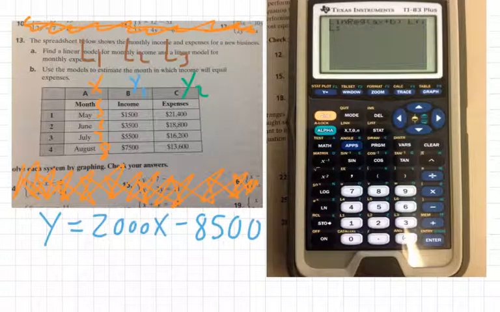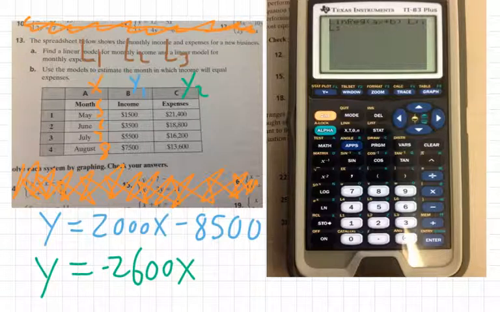Again, hit stat, calculate linreg, but now hit L1, so second 1, comma, second 3, so list 3. Now your machine is going to use the first list and the third list to make a regression. Then press enter, and once you do that, the equation you have will look something like this. So y equals negative 2600x plus 34,400. So this is your slope, this is your intercept.